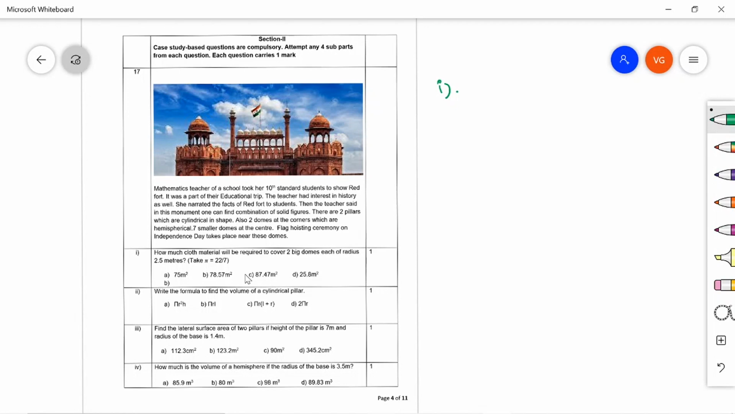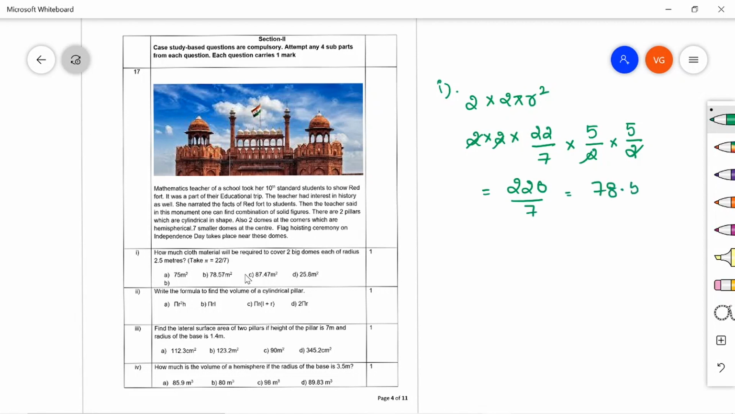So surface area of the hemisphere is 2 pi r square. So here there are 2 domes, so I am multiplying with the 2. 2 into 2 into 22 by 7 into radius of the hemisphere, you are given with 2.5. So I'll write it as 5 by 2 into 5 by 2. So this 2 will get cancelled. Now 10 to 20 divided by 7. So approximately you will get it as 78.57 meters square. So it is there in options, part B. Option B is the correct answer for this first question.